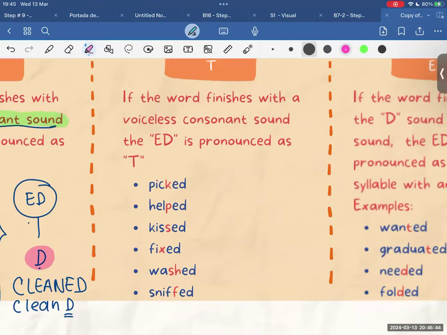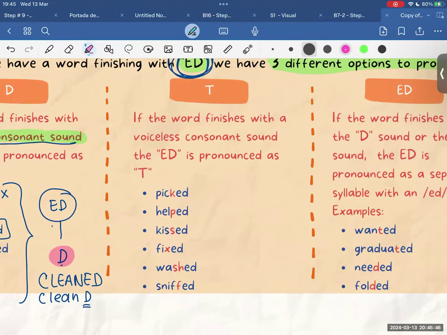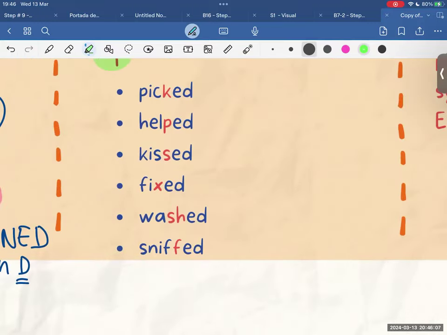Let's go with no vibration, which is T. Jackie, help me to read. If the word finishes with a voiceless consonant sound, the ED is pronounced as T. Like T, thank you. So no vibration. Look, pick.